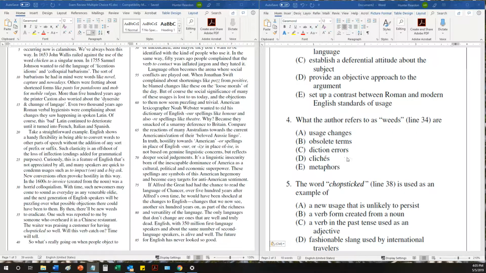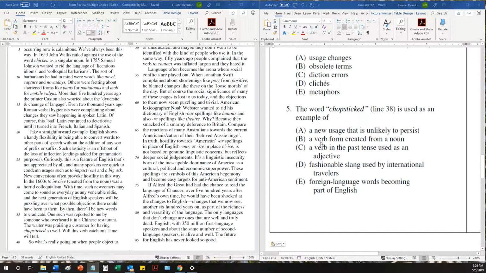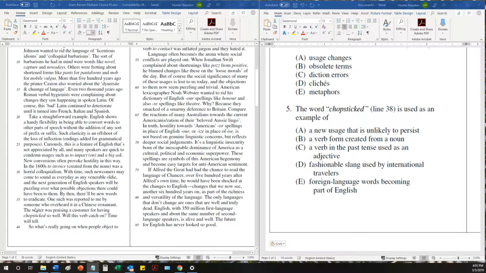Yeah, and again, that makes it so A is, of course, the correct answer. Alrighty, so number 5, the word chopsticked. Line 38 is used as an example of one of these things. Chopsticked is over here. The waiter was praising a customer for having chopsticked. So, well, will this verb catch on?